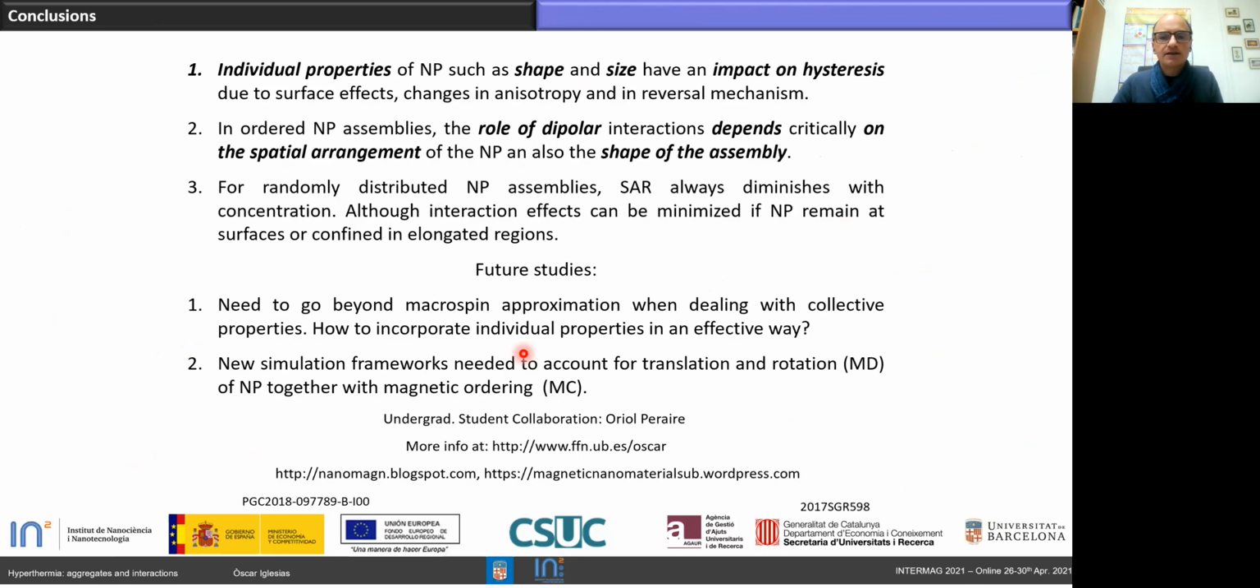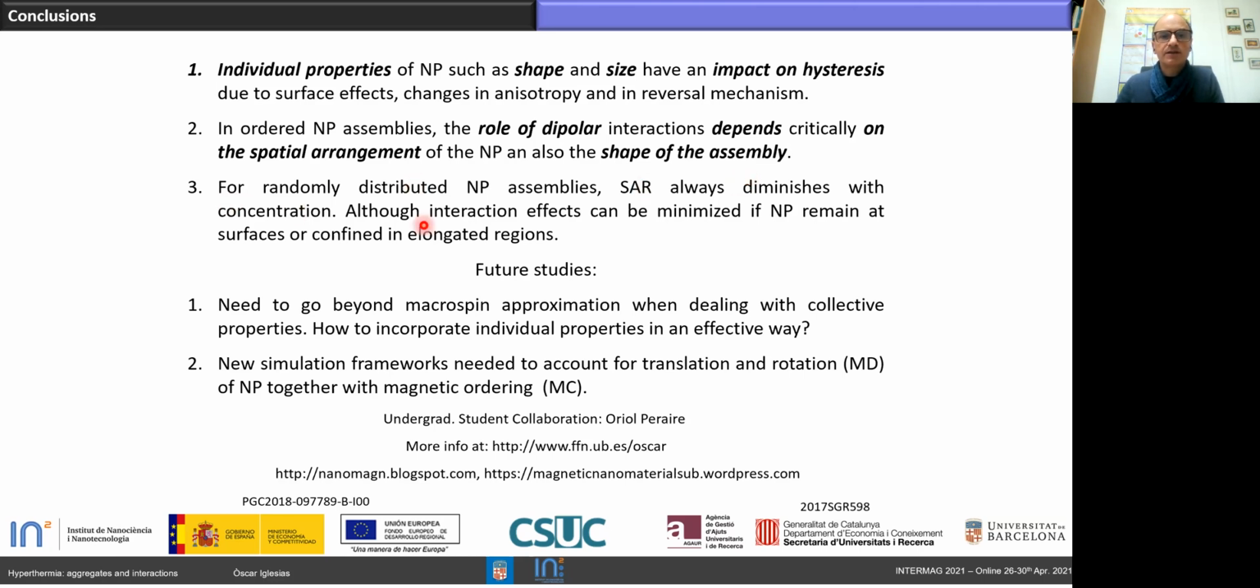So with this, I end by concluding that the individual properties of the nanoparticles, such as the shape and the size, have an impact on the hysteresis loop area due to the surface effects and changing the anisotropy in the reversal mechanism. I have shown you that in ordered nanoparticle assemblies, the role of dipole interactions depends critically on the spatial arrangement of the nanoparticles and also on the way that the assembly is elongated or the shape of the assembly itself.